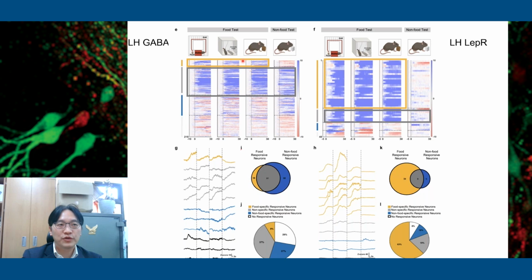And I will just show that when we investigate the total lateral hypothalamus WvAL neurons, only a minor percentage of them are food responsive. So this is the food tier, non-food tier. So most of them were non-specific. But when we limit them to the lateral hypothalamus leptin receptor neurons, most of them were food specific, and only a minor portion of them were non-specific.